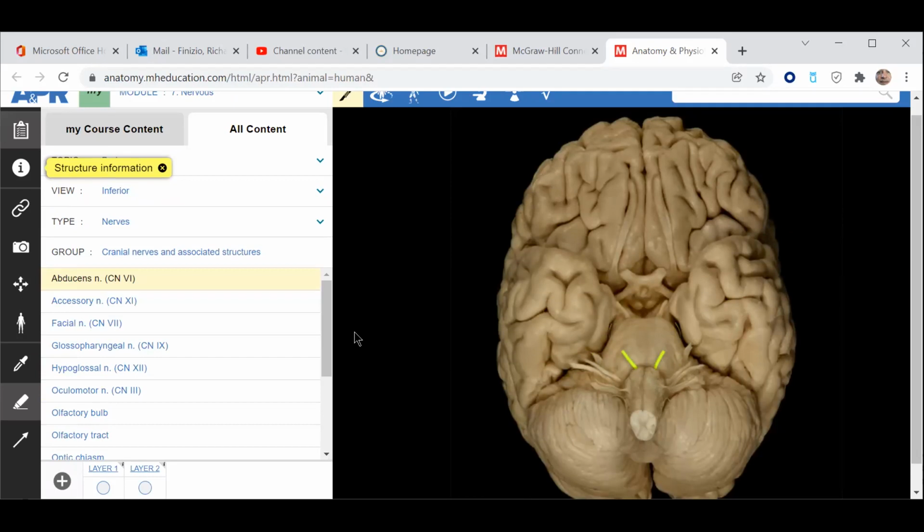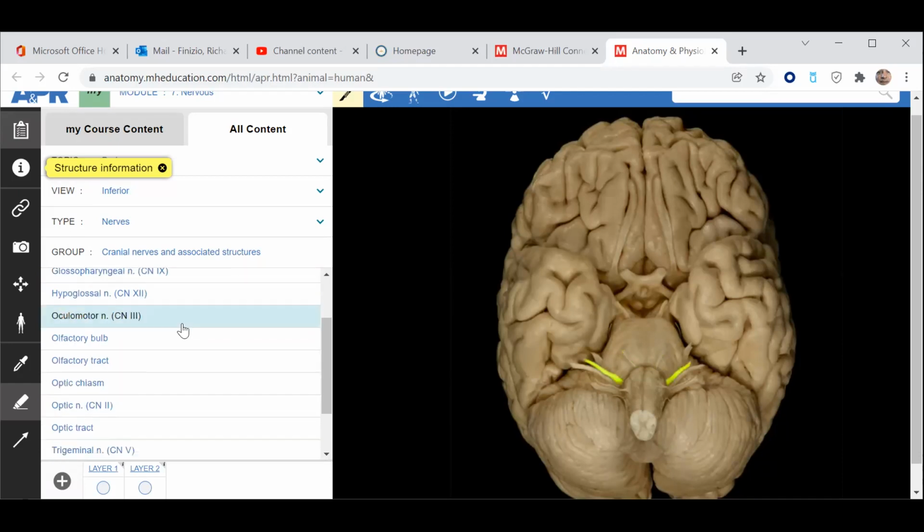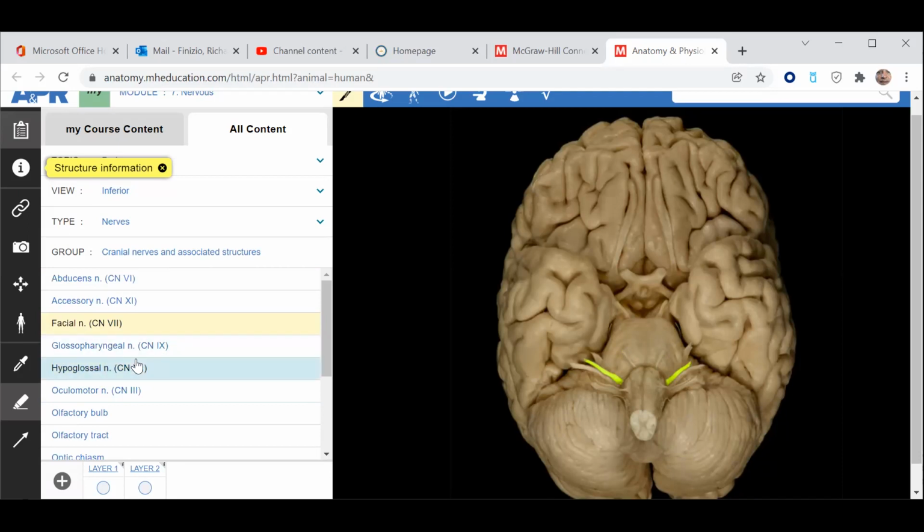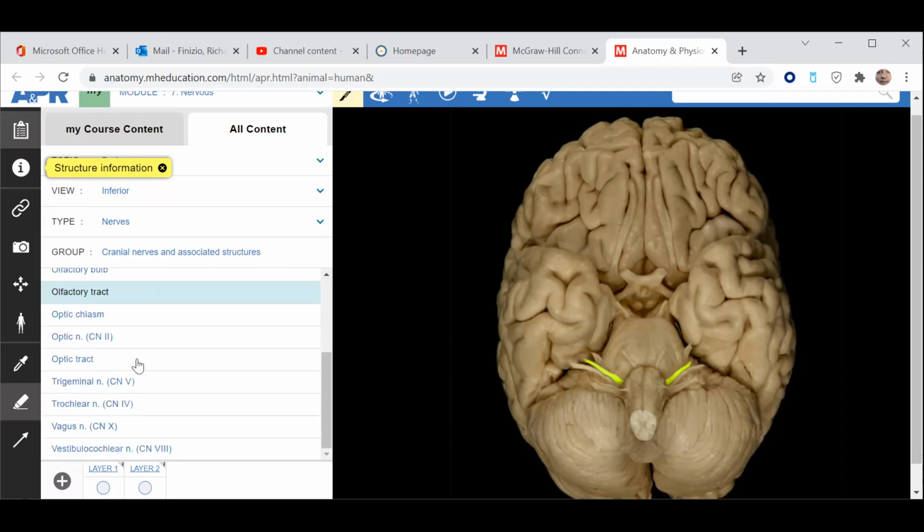And we'll look at those parts too. So cranial nerve 7 is the facial. Here's where it gets hard. So facial 7, and then 8 is vestibulocochlear nerve.